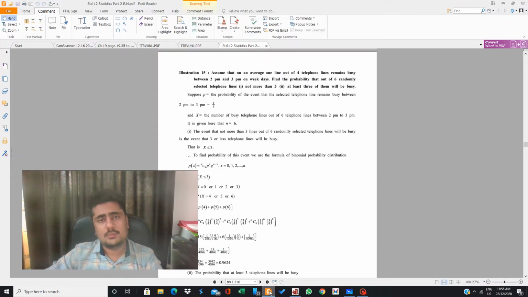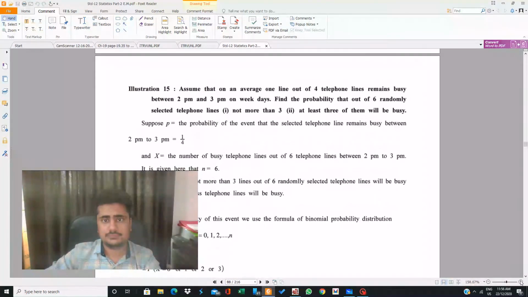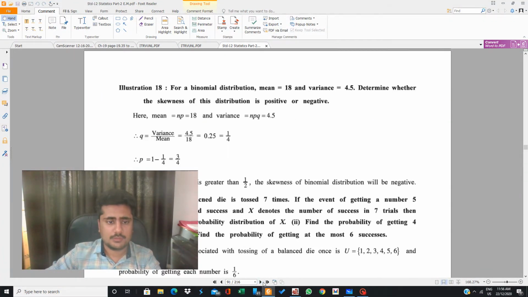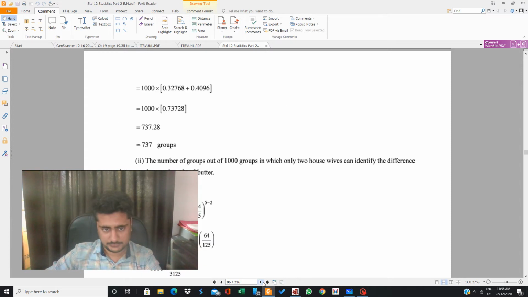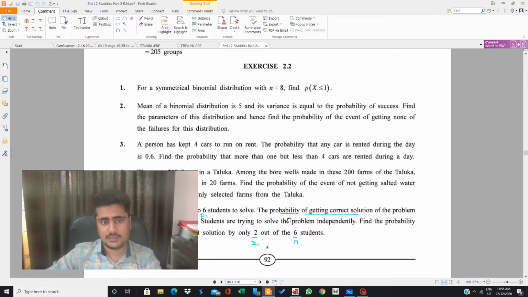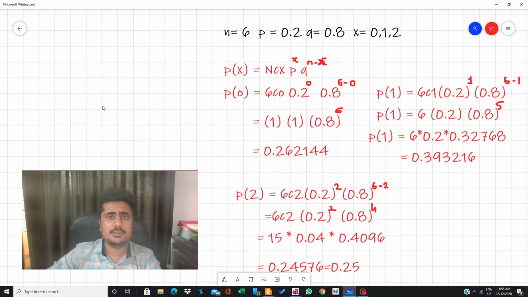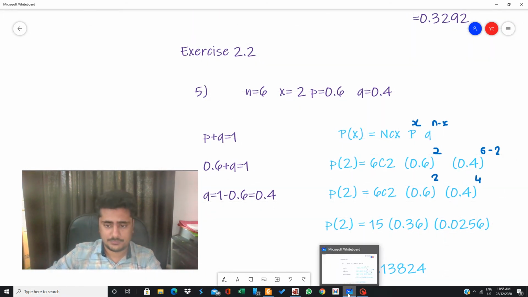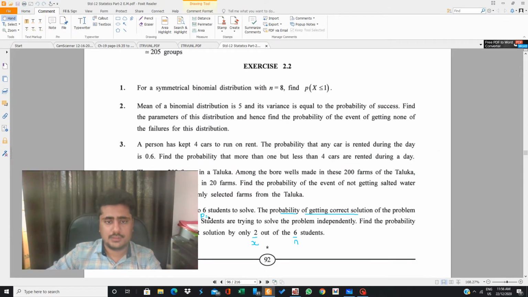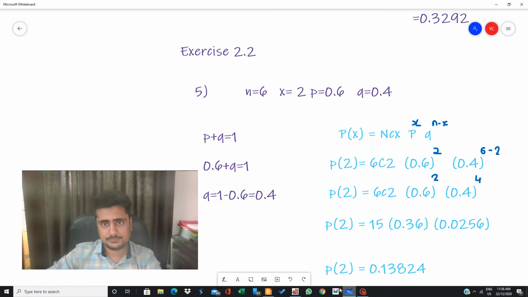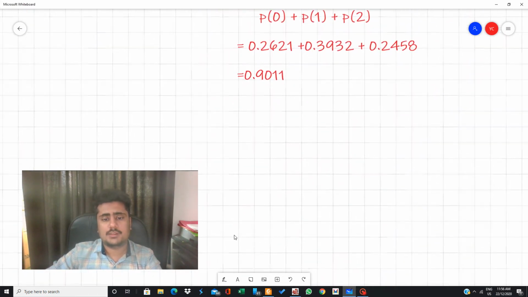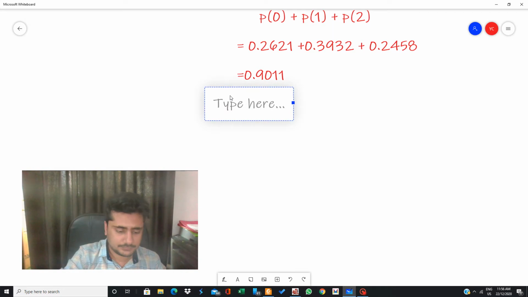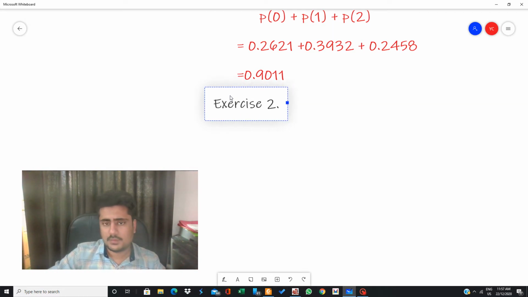Okay. Let us move ahead. Let us do illustration number 15. After 12, we can do a sum from the exercise. In the exercise, we had done the fifth sum. Now we are doing the third sum. So let us give the heading exercise 2.2.